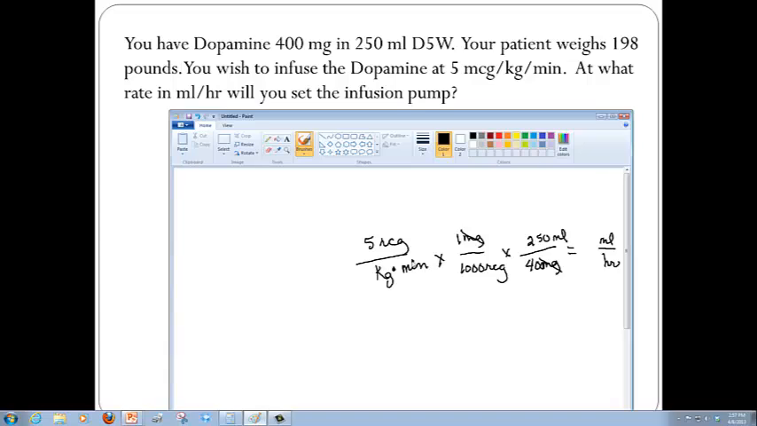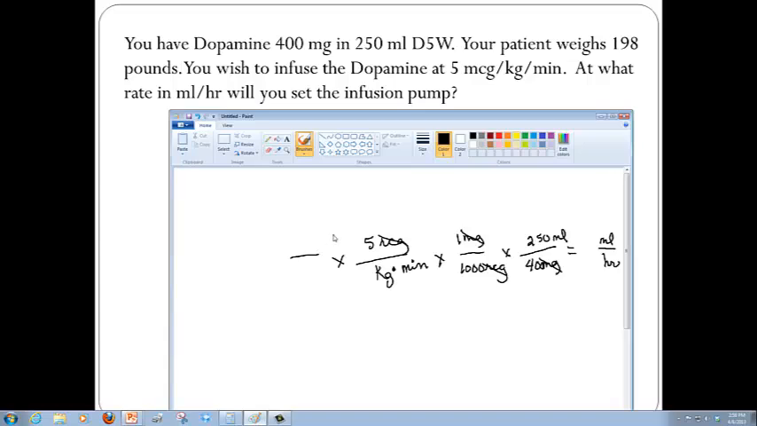When you say per, that means that the next factor is going in the denominator. 5 micrograms per kilogram, 5 micrograms per minute. Both kilograms and minutes go in the denominator. This allows me to cancel micrograms in the numerator and micrograms in the denominator. Now I have both kilograms and minutes in the denominator that I need to eliminate.